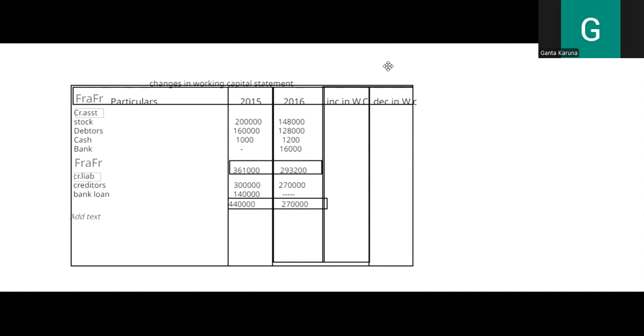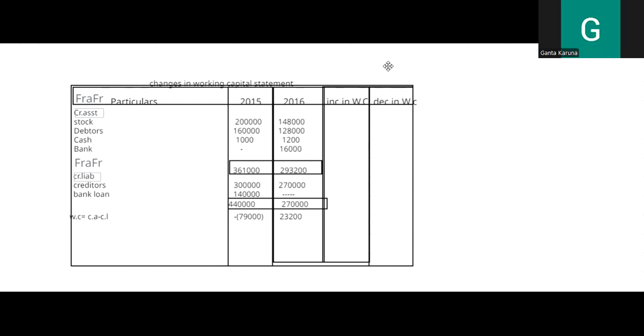Now I'll go with the next side. The next side is how much? 2,93,200 minus 2,70,000, which is equal to 23,200. I got this figure. So once we are done with this one, now the next procedure: I need to find out whether my working capital is increasing or decreasing. So how are we going to find out?